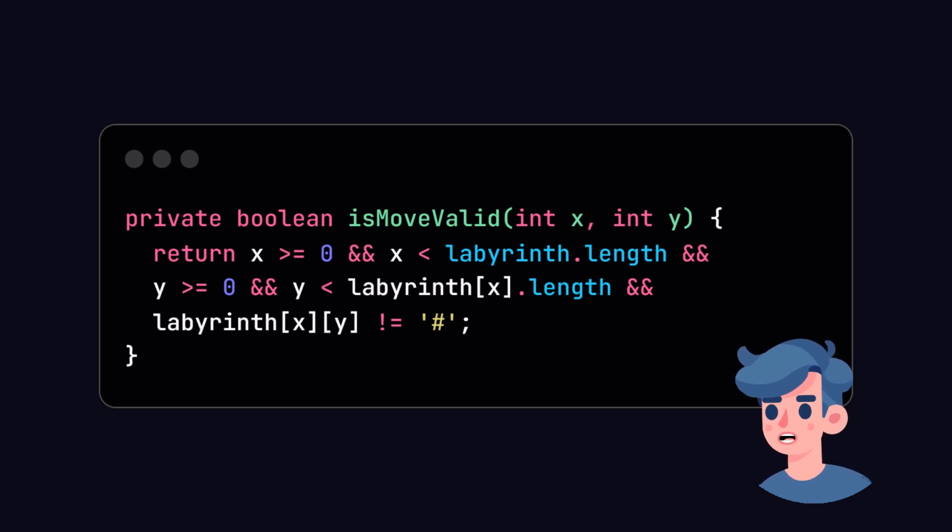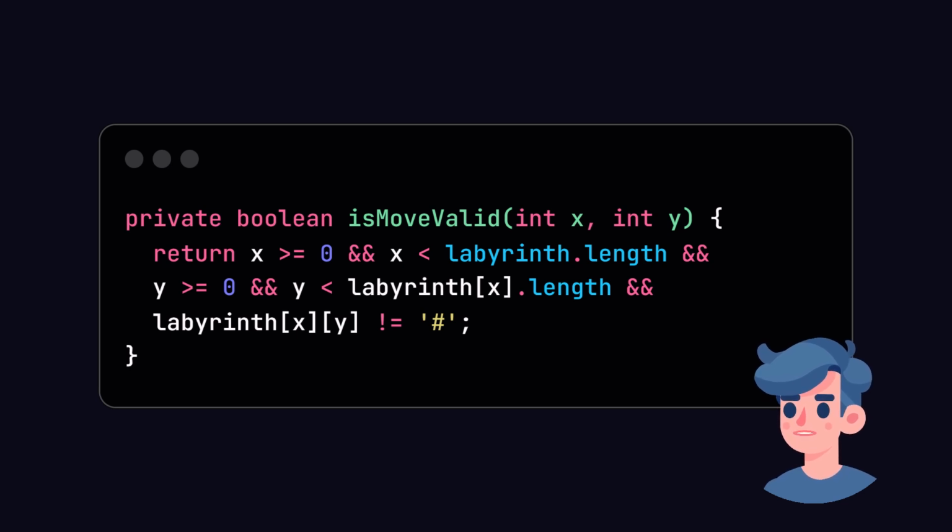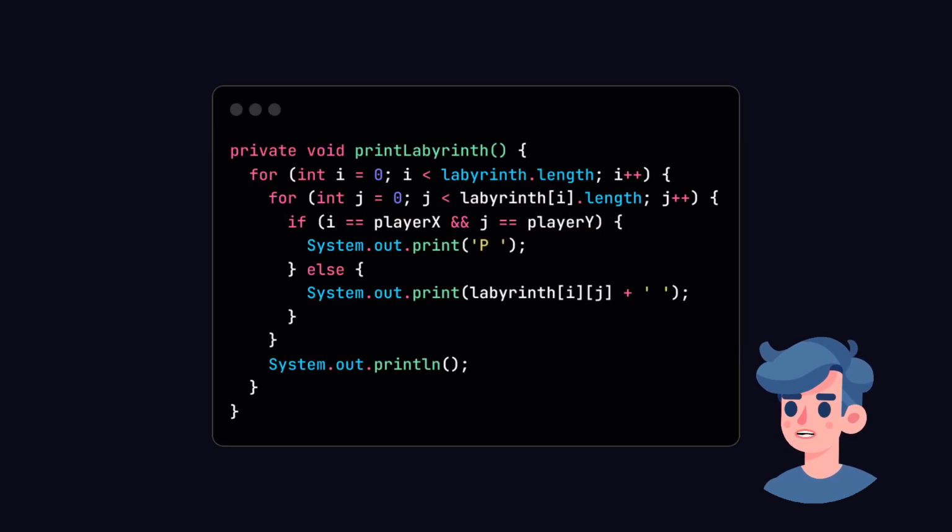Let's implement the isMoveValid method to determine if the move is within bounds and not hitting a wall. With our movement logic in place, let's create a method that will print the current state of the labyrinth and the player's position. This will help us visualize the game.